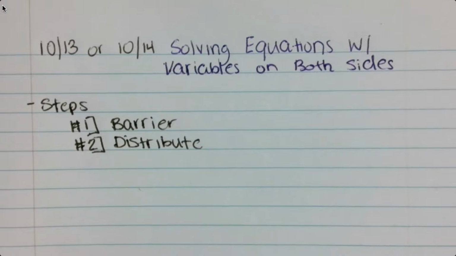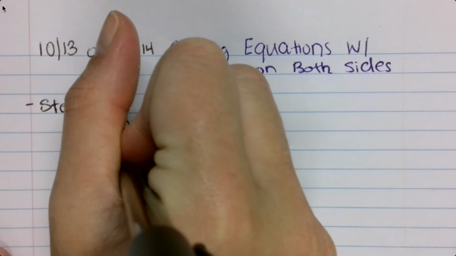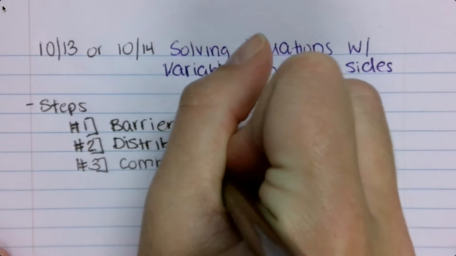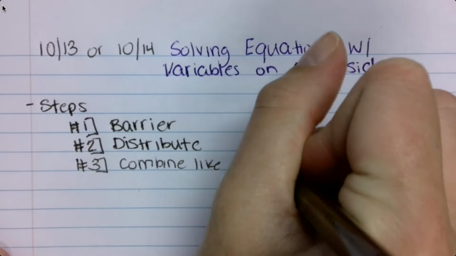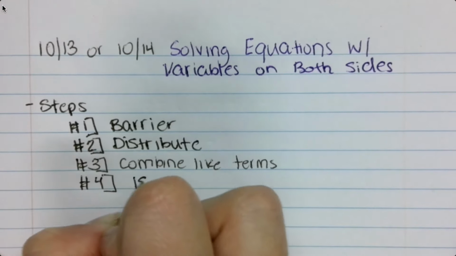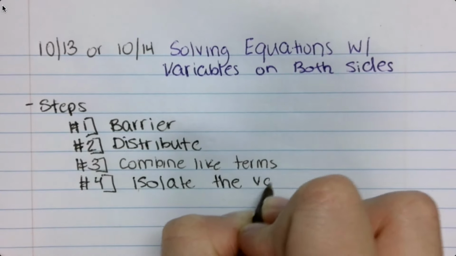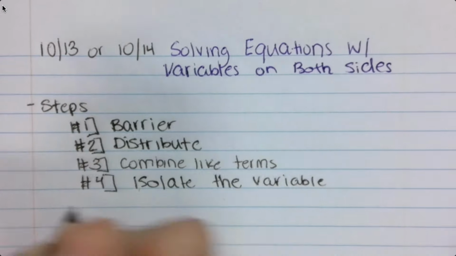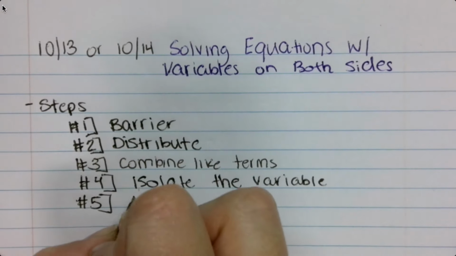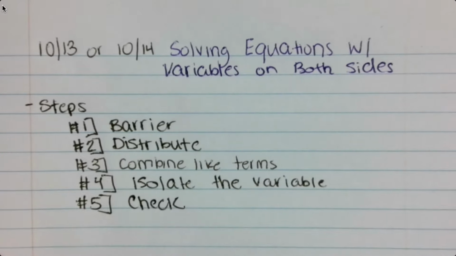So if you notice, our 5 steps are not changing, so let's finish writing them. Step number 3 is combine like terms. Step number 4 is isolate the variable. Step number 5 is our check.